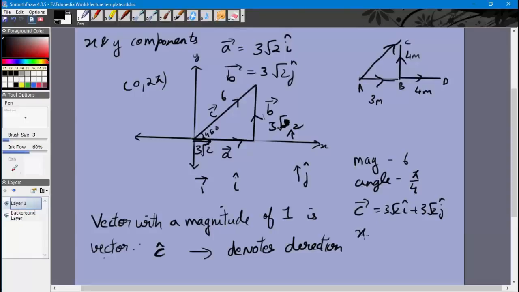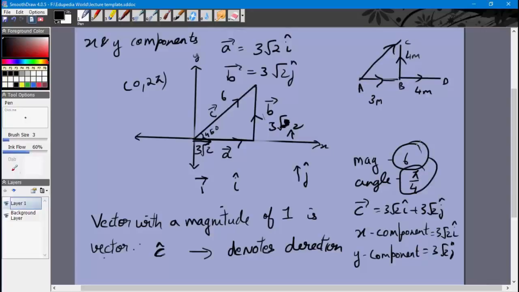Now this tells me the x component, meaning the component of this vector along the x direction, is 3 root 2 I hat, and the y component is 3 root 2 j hat. Now the important thing here is, just like the magnitude and the angle uniquely determine a vector, two different vectors will always have either different magnitudes or different angles. Similarly, the x and y components uniquely determine a vector. If the x component is 3 root 2 I cap and y component is 3 root 2 j cap, then the vector has to be a vector of magnitude 6, making an angle of 45 degrees.